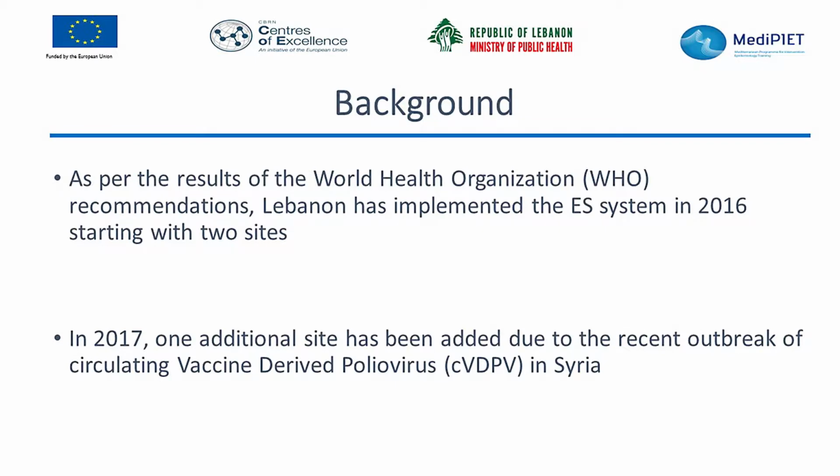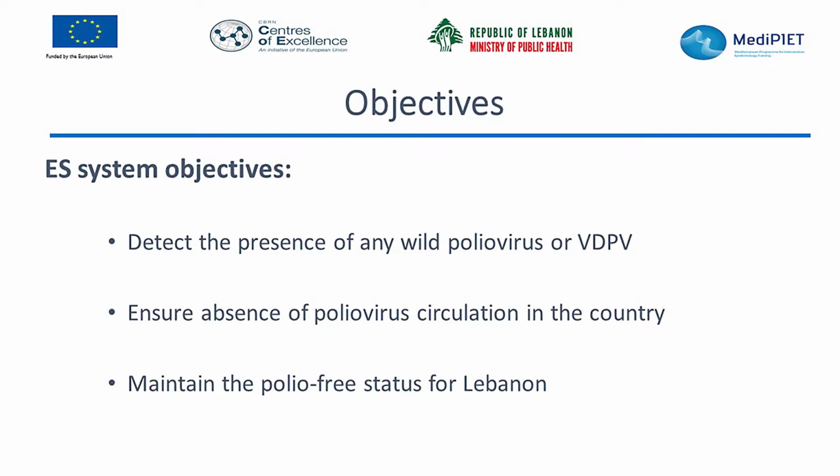So as per the WHO recommendations, WHO has recommended countries who are at risk to implement the environmental surveillance system in their country, and Lebanon has done so in 2016, where we started out with 2 sites. In 2017, again, with the current circulating vaccine-derived poliovirus outbreak in Syria, we have tried to expand the system and include a 3rd site. So the main objective of the environmental surveillance system here is to detect the presence, if any, of any wild poliovirus or vaccine-derived poliovirus, ensure the absence of poliovirus circulation in the country, and hence maintain the polio-free status for Lebanon.